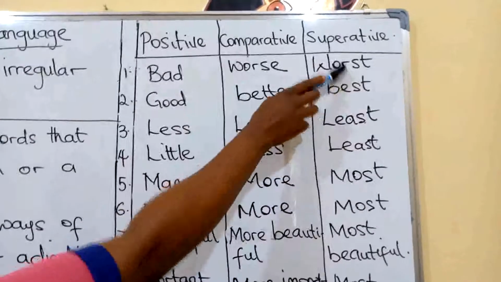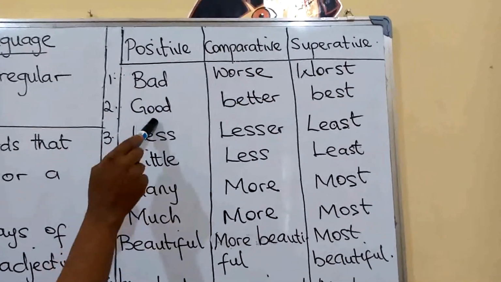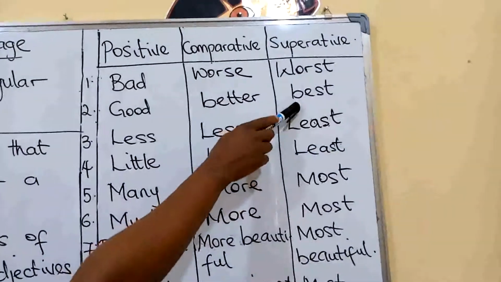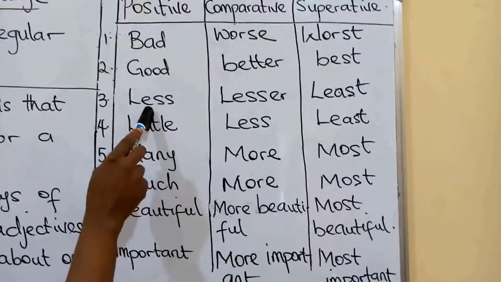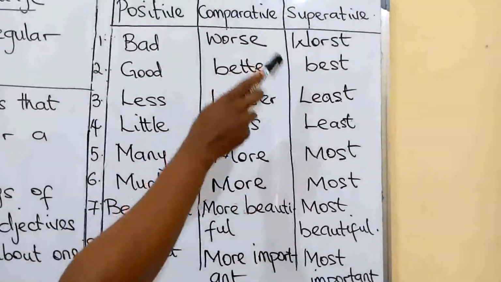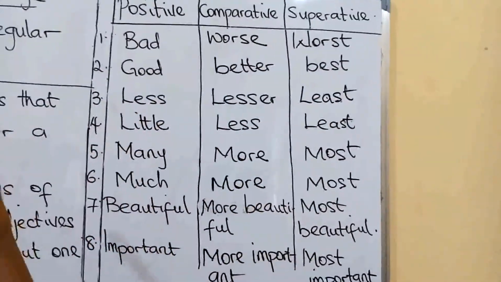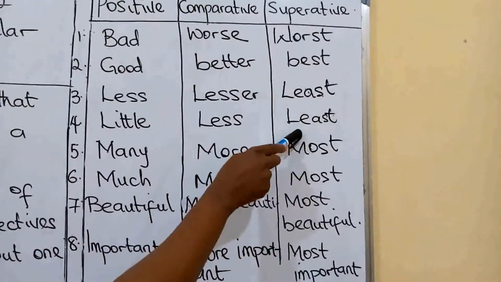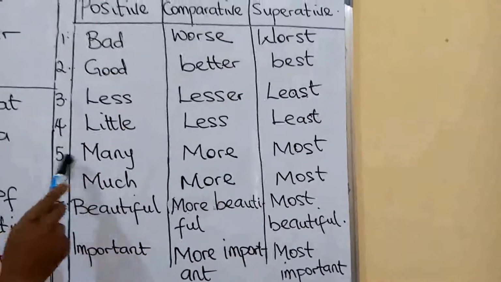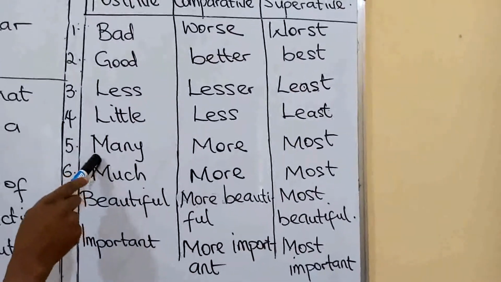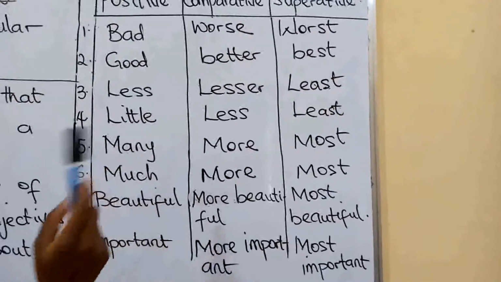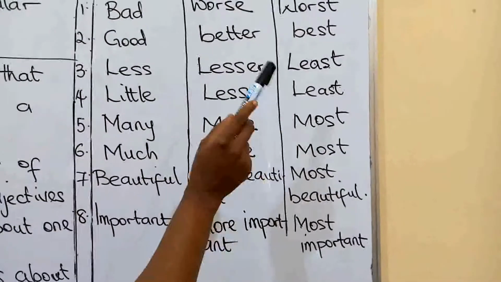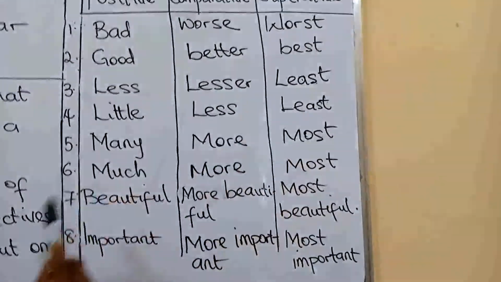And this is worst. Number 2 says good. Comparative says better, and superlative best. Number 3, less, lesser, and the superlative said least. Number 4, little, less, least. And number 5, many, and the comparative when they are 2 is more. When they are 3 or more than 3 is most.